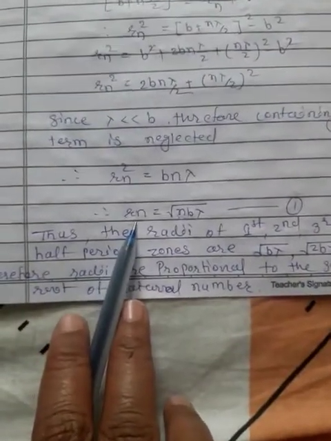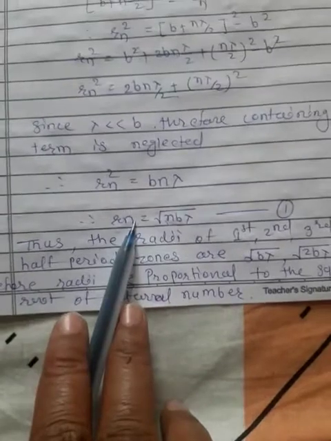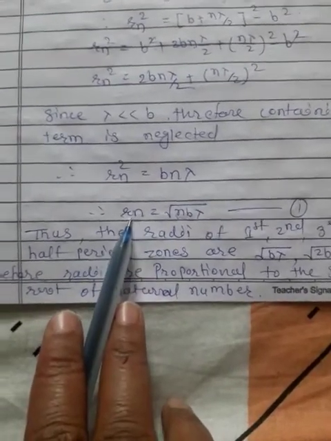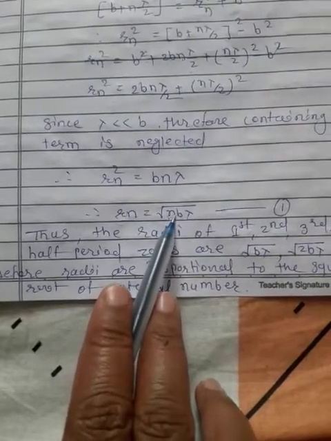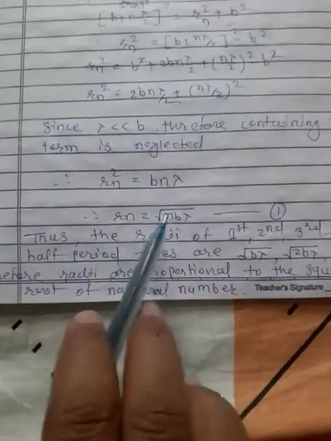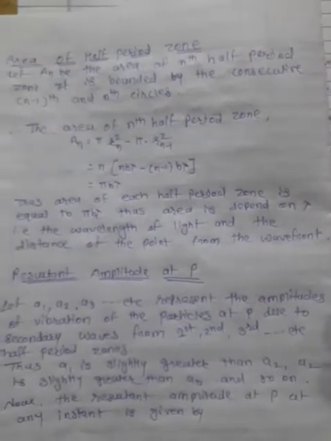Therefore, the radius of the half period zone depends only upon the square root of the natural number. The next is the area of the half period zone.